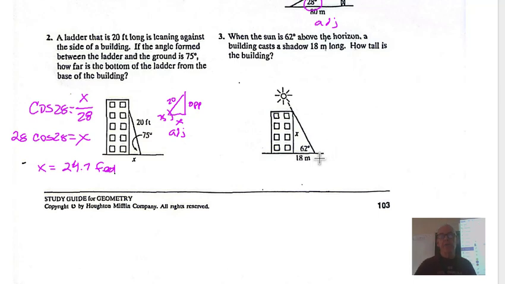So if we look at the pattern here, again, here's the hypotenuse. We've got an opposite side with an adjacent side for number 3. That has to be set up as a tangent, because tangent is the one that goes with opposite over adjacent.